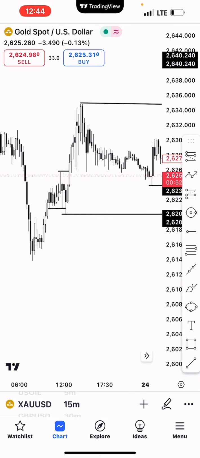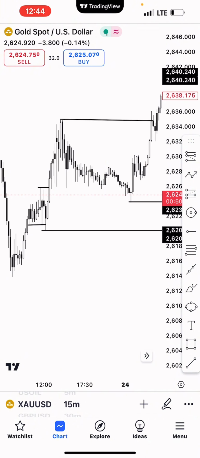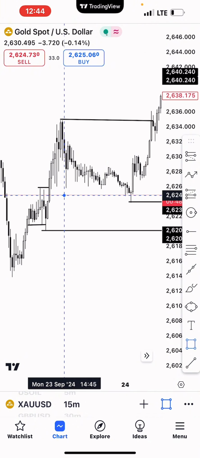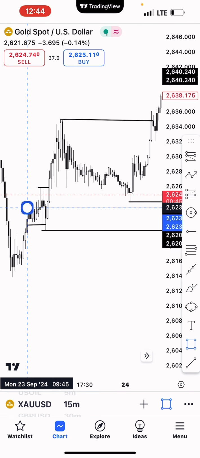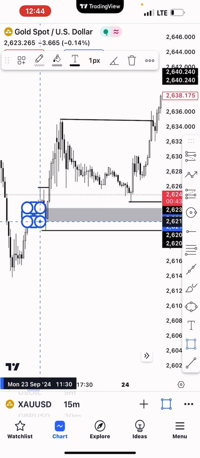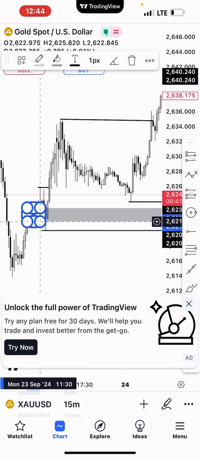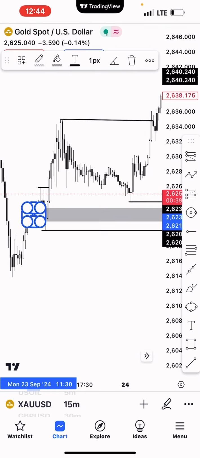Okay, so to mark the structural liquidity, we go to the 15 minutes time frame. We pick our rectangle and then we mark it just like that, and then extend it to the left. Okay, so the setup is already set.